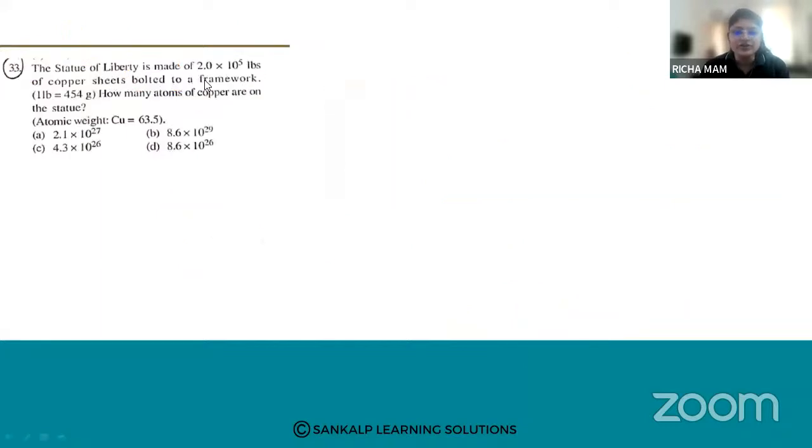The Statue of Liberty is made of 2.0 into 10 raised to 5 lbs of copper sheets bolted to a framework. 1 lb is equal to 454 grams. How many atoms of copper are on the statue? The atomic weight of copper is 63.5 unified mass. So you have to calculate how many atoms of copper are present on the statue. How are we going to do this?